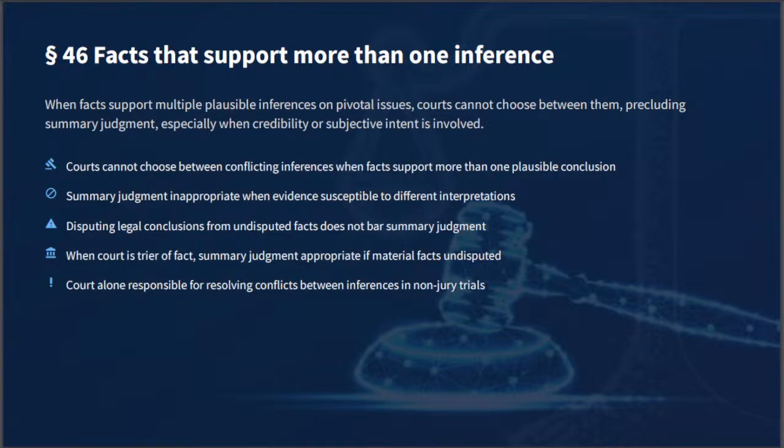We left off last time on section 46, and we're on to the facts that support more than one inference. As I mentioned before, since we're doing summary judgment here, the nature of summary judgment is that the cases don't go to trial if it's granted, and even if it's not granted, we're only concerned with the portion that was taken on appeal about the summary judgment, and that's what we're covering here.